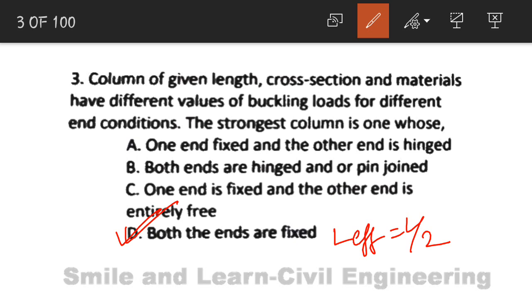One end fixed, other end entirely free is 2L. Both ends hinged or pinned is L. L effective will be equal to L. One end fixed and other end hinged is L by root 2.